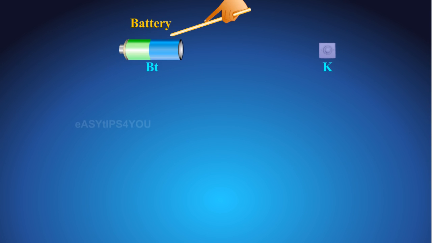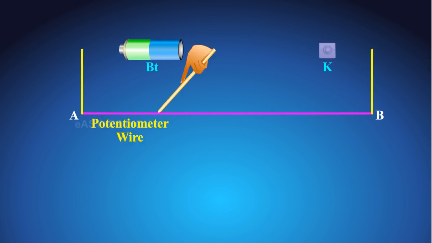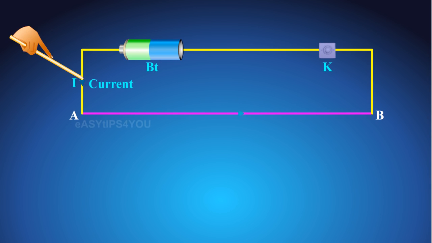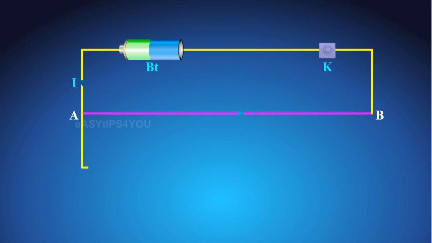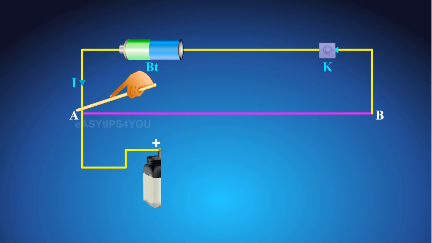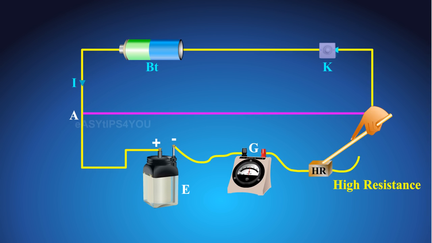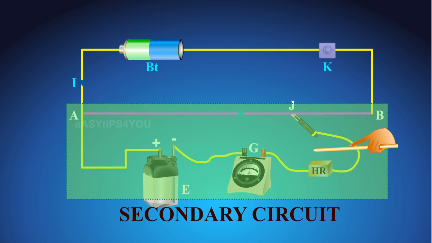A battery Bt is connected between the ends A and B of a potentiometer wire through a key K. A steady current I flows through the potentiometer wire. This forms the primary circuit. A primary cell is connected in series with the positive terminal A of the potentiometer, a galvanometer, high resistance and jockey. This forms the secondary circuit.